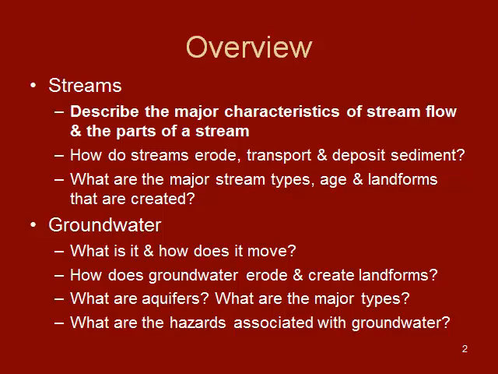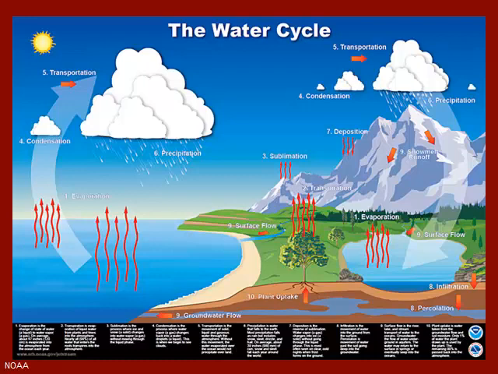So to get started with streams, in this video we're going to talk about major characteristics and some of the parts of a stream and stream flow. One of the first things to know and be familiar with, if you aren't already, is the water cycle. And streams fit in nicely, as well as groundwater and glaciers that we're going to talk about next week, to this whole cycle. So we're going to be talking about the surface flow part of the water cycle.